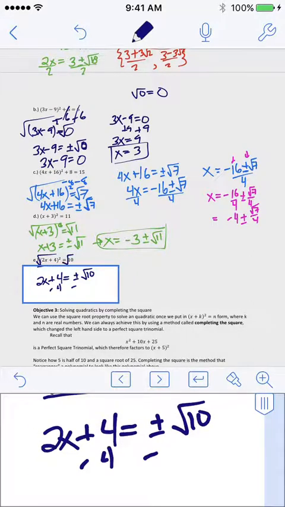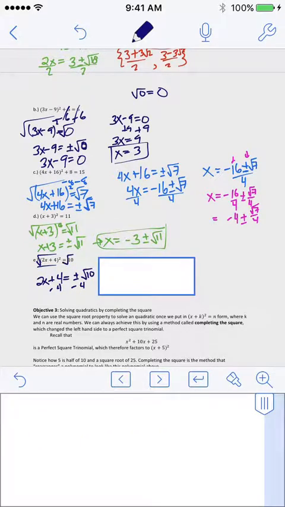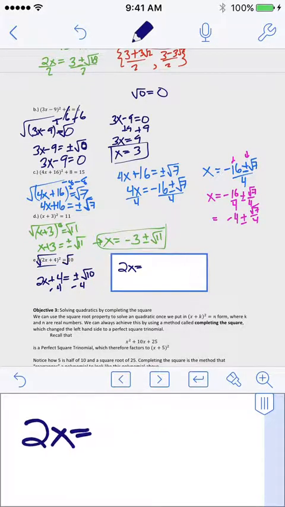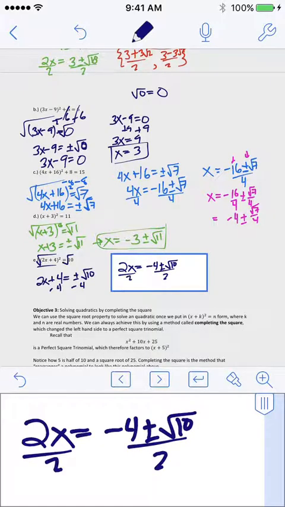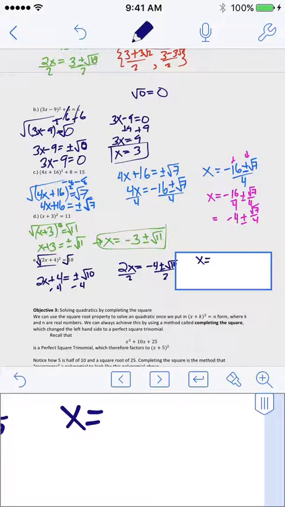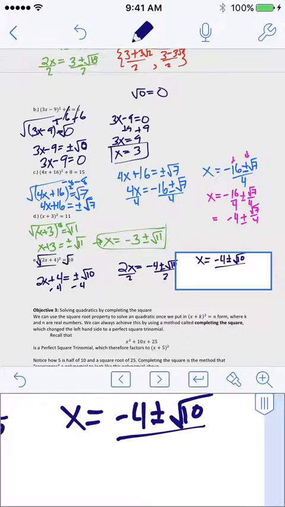Now subtract 4 from both sides. I'm getting 2x is equal to minus 4 plus or minus root 10, and divide by 2. Final answer, x is equal to negative 4 plus or minus square root of 10 over 2.